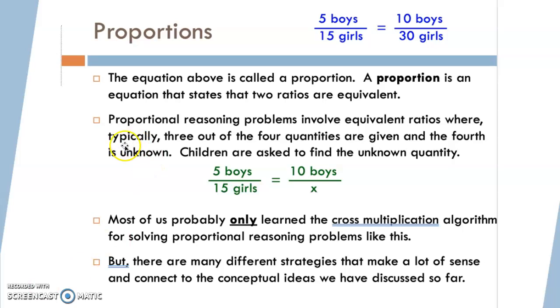Okay, last slide for lesson 23, and it talks about proportions. So the equation above is called a proportion. A proportion is an equation that states that 2 ratios are equivalent. Proportional reasoning problems include equivalent ratios where typically 3 out of the 4 quantities are given and the 4th is unknown. Children are asked to find that unknown quantity.